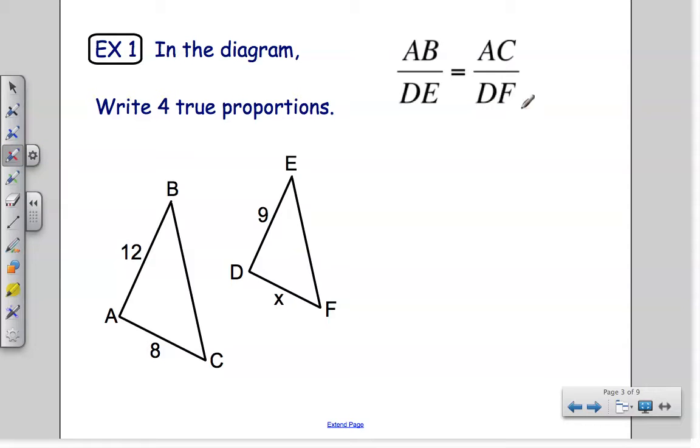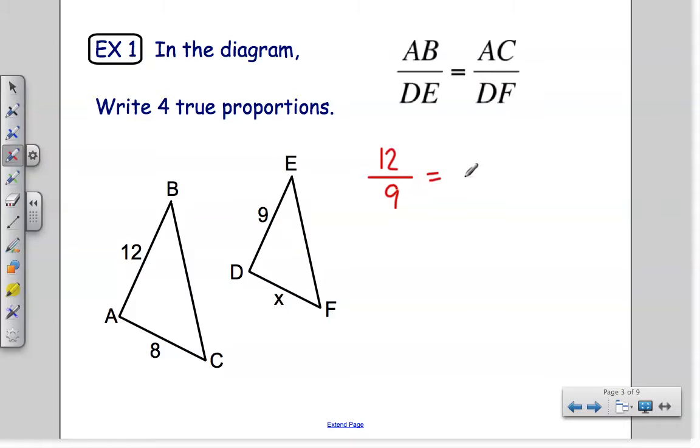I'm going to write this proportion just the way I see it, plugging in what I know. So where is side AB? Side AB was here, and that's 12. So I'm going to put 12 on top. Over DE, where is side DE? That's this length here, which is 9.